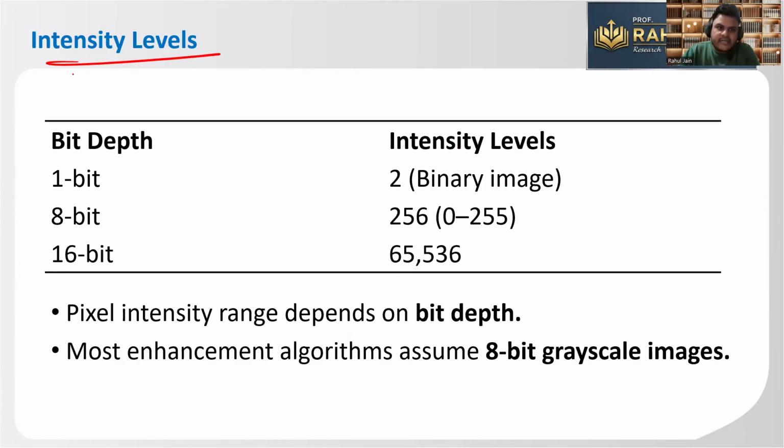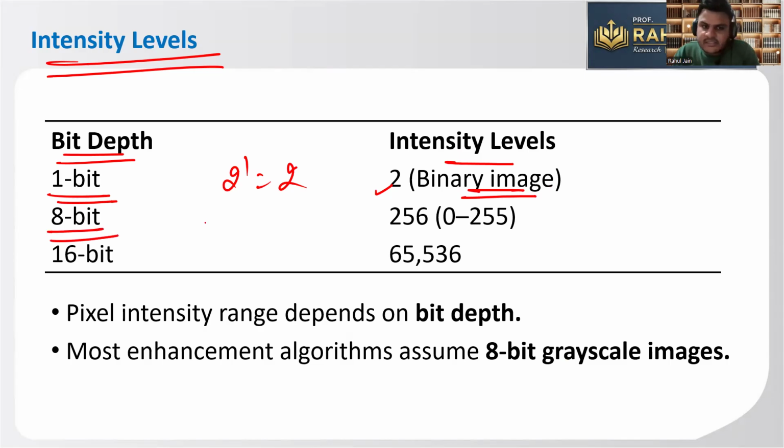Now let's talk about the intensity levels. It depends on what our bit depth is. If the bit depth is 1, then the intensity level would be 2, that is 2 to the power 1 is 2. That is a binary image. If the bit depth is 8, then 2 to the power 8, that is 256 intensity levels, just like grayscale images, right? The range would be 0 to 255.